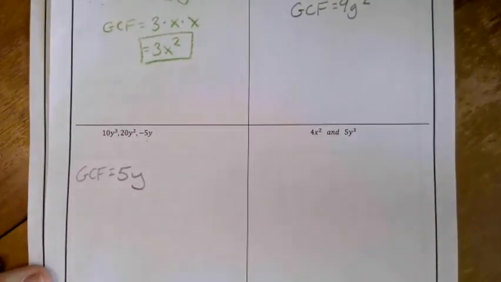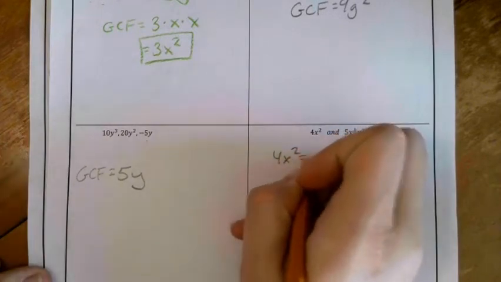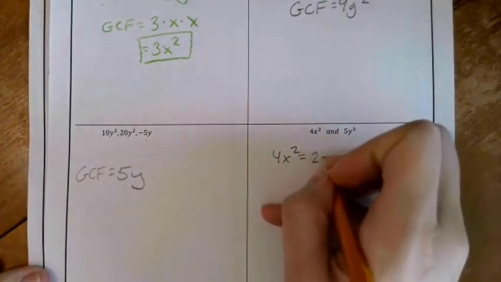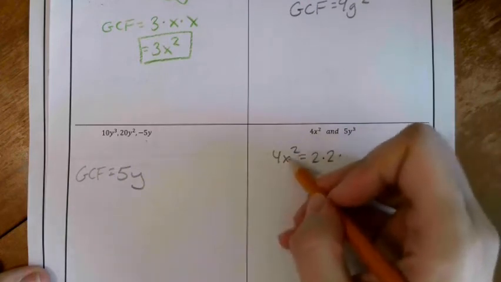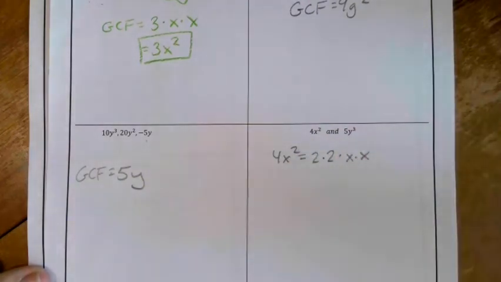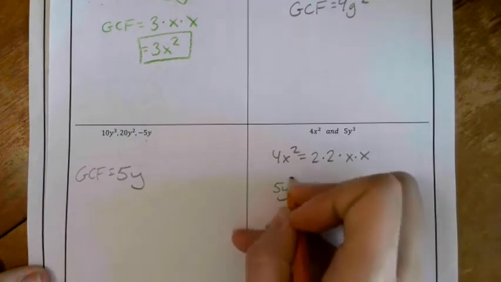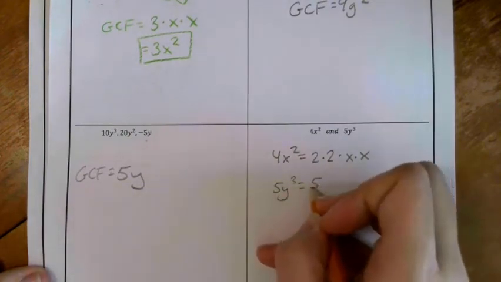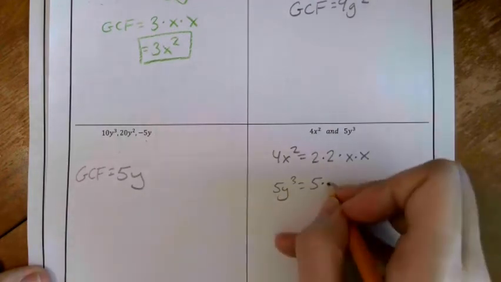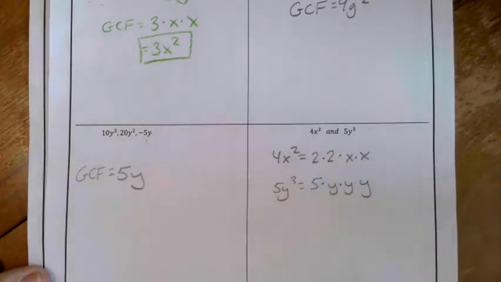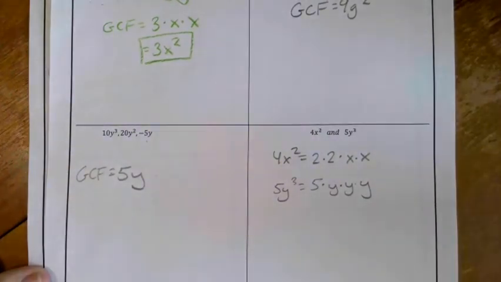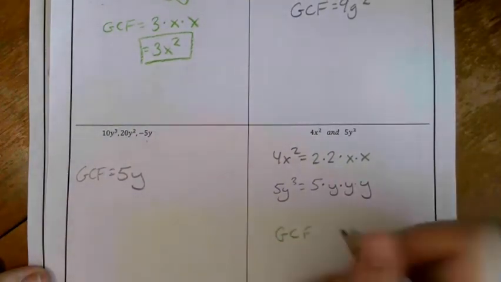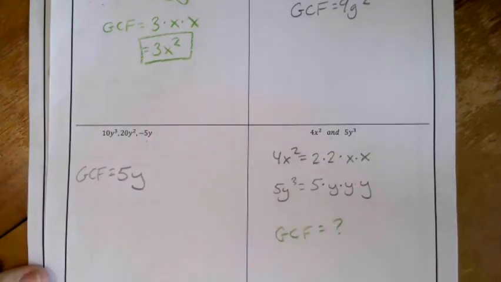Let's take a look at the last one. It's a little bit different. So I'm going to start with my 4x squared and writing out its prime factorization. That's really 2 times 2 to make 4 times, and I need 2 x's, x times x. And then I have 5y cubed. 5 is prime, and then how many y's do we need? 3 of them. So y times y times y. So now I want to look for what the greatest common factor is. Well, what do they even have in common? This is a tricky one.